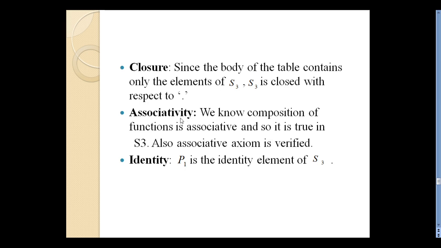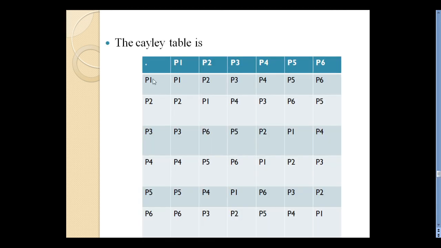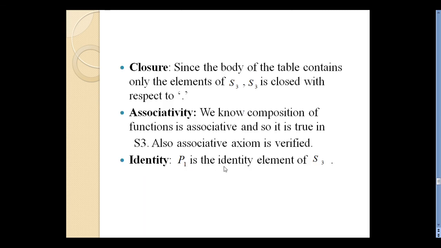Associativity: since associativity under product is true, we know composition of functions is associative and it is true in S3. So the associative axiom is also verified. You can check in the Cayley table. Identity element we want to find out. So what is the identity element? All the elements when taking composition with P1 we get the same elements. So which is the identity element? Here P1 is the identity element. So P1 is the identity element of S3.